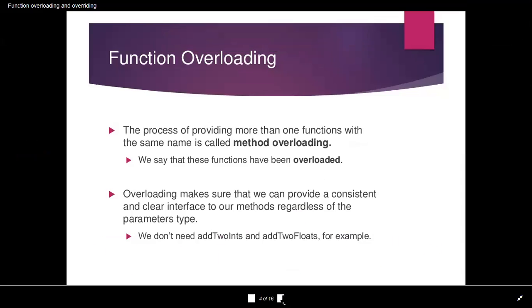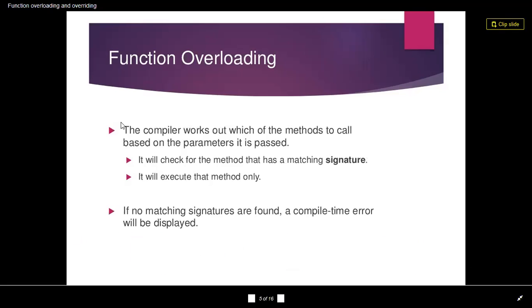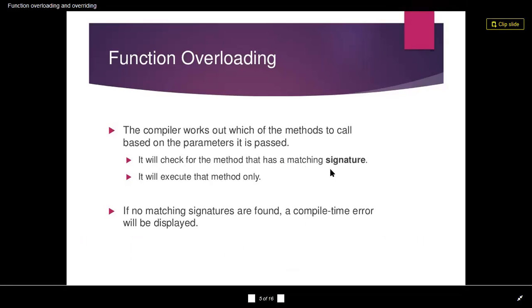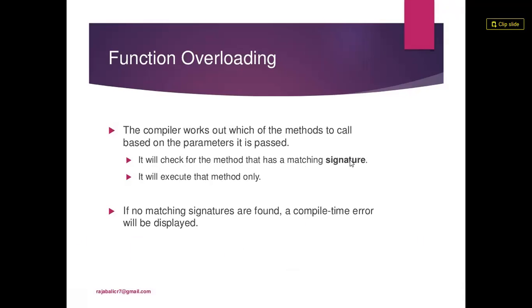Now, enough talk about function overloading. Let's see how the compiler works out which method to call based on the parameters passed. Whenever you give an input, the compiler decides: I have this input and I have these three functions. It will check for the method that has a matching signature, and we know what a signature is: the order of the parameters, the number of parameters, and the types of the parameters.